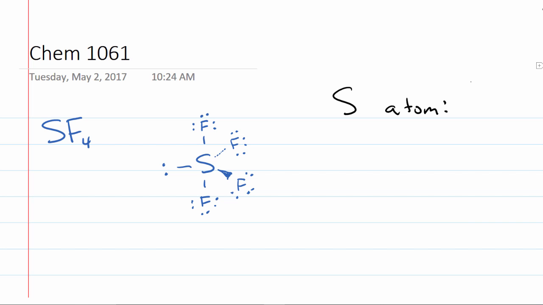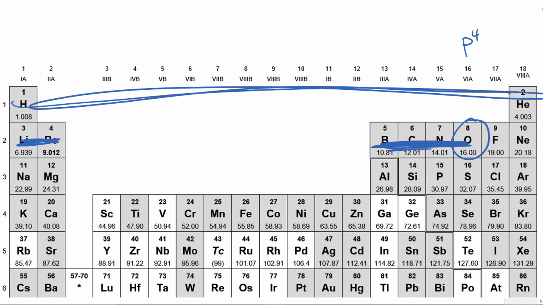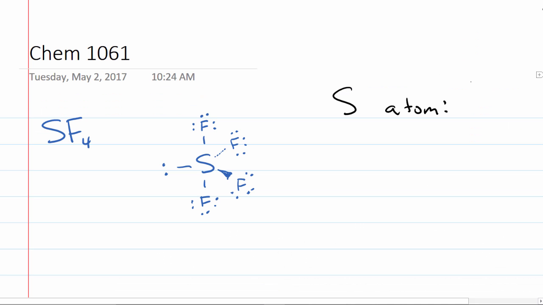So we come back to sulfur. We see that sulfur is located right here. So in the square brackets we're going to put neon. After neon we'd put in 3s2 and 3p4. So again we'd put in neon, followed by 3s2 and 3p4.